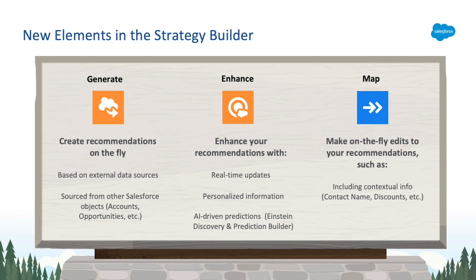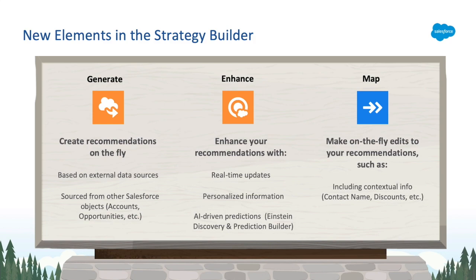In addition to the generate node, we've also added the enhance node. With the enhance node, you can modify or enhance a given set of recommendations with real-time updates, personalized information, or AI-driven predictions from services like Einstein Discovery and Prediction Builder. For example, you could use the enhance element to take a given set of recommendations and apply a discount based on the age of a customer. So for instance, if they've been with your company for a year, you give them a 5% discount, 2 years, a 10% discount, and maybe 10 years, a 25% discount.